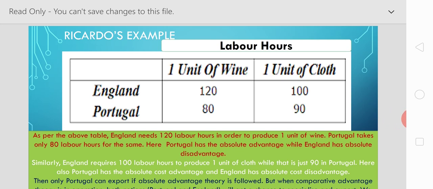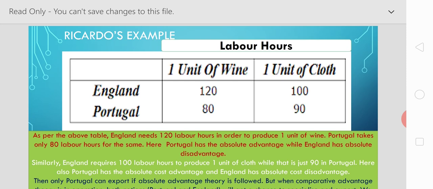You can see there are two nations. This is in fact a two nation, two commodity, one factor model, a 2 into 2 into 1 model. There are only two nations, England and Portugal, only two commodities, wine and cloth, and only one factor of production, that is labor. In the table given in the slide, England needs 120 hours of labor to produce 1 unit of wine. The same unit of wine in Portugal is produced with only 80 hours of labor. That means Portugal has the absolute advantage on the production of wine.